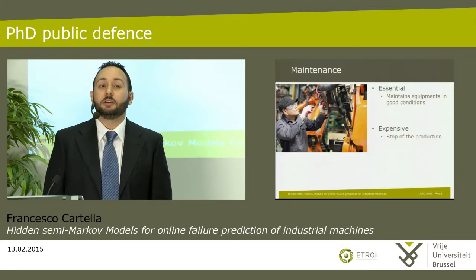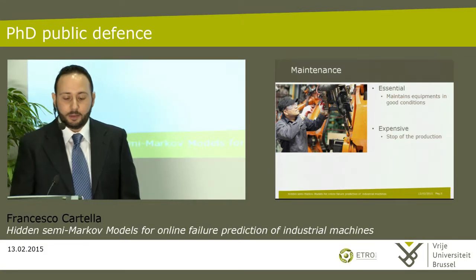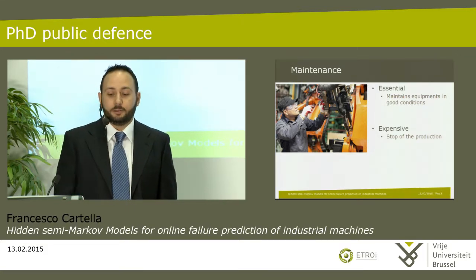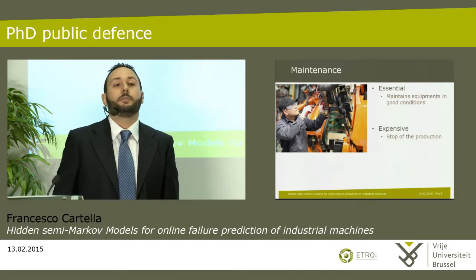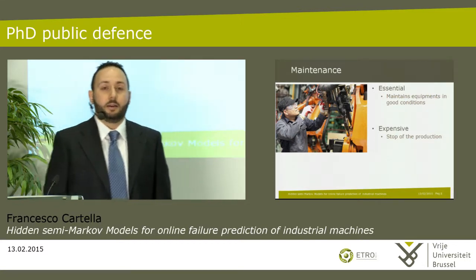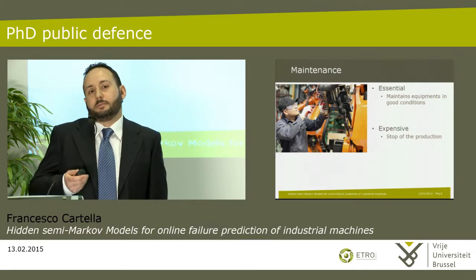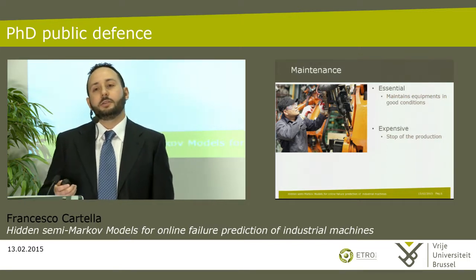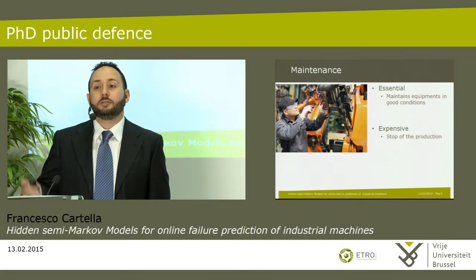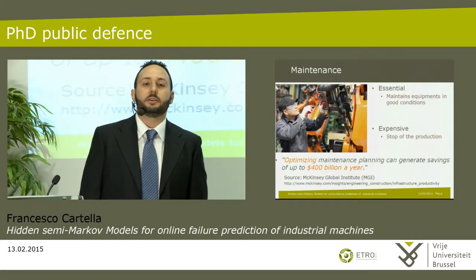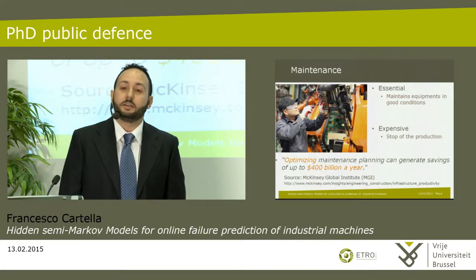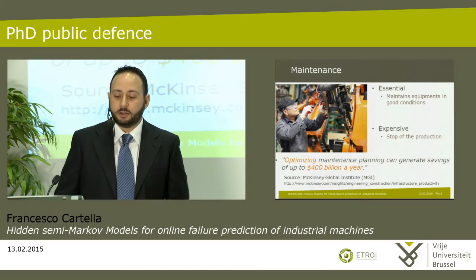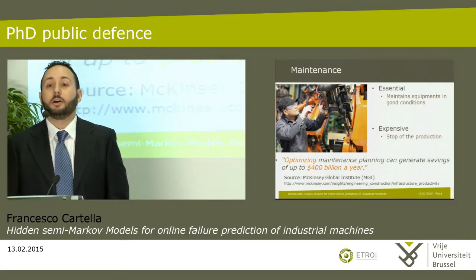And despite being essential in order to maintain equipment in good condition, maintenance is a very, very expensive activity because, apart from the maintenance cost itself, it generally requires the stop of the production while maintenance is performed. And because maintenance is so expensive and the consequences of an accident deriving from bad maintenance can have such a big impact on companies, optimized maintenance strategies can enable companies to have a potentially huge cost reduction. And this fact is confirmed by a recent study published by the McKinsey Global Institute that states that optimizing maintenance planning can generate savings of up to $400 billion a year.